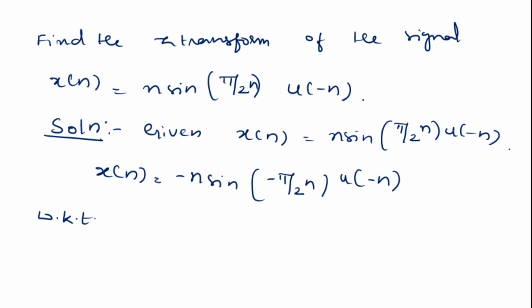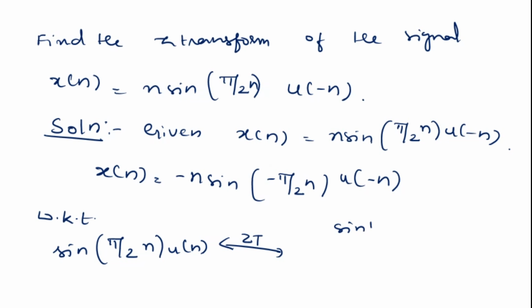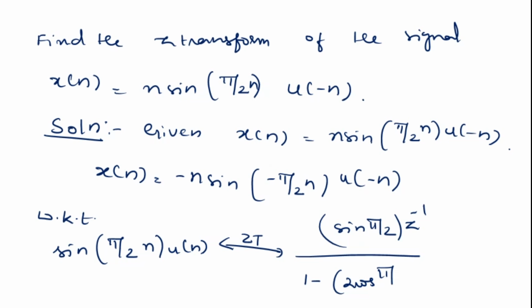And we know that sine pi by 2 n into u of n, if we take z transform, we get sine pi by 2 into z inverse divided by 1 minus 2 cos pi by 2 into z inverse plus z to the power minus 2 with mod z is greater than 1, which is equal to z inverse divided by 1 plus z to the power minus 2 or z by z square plus 1.